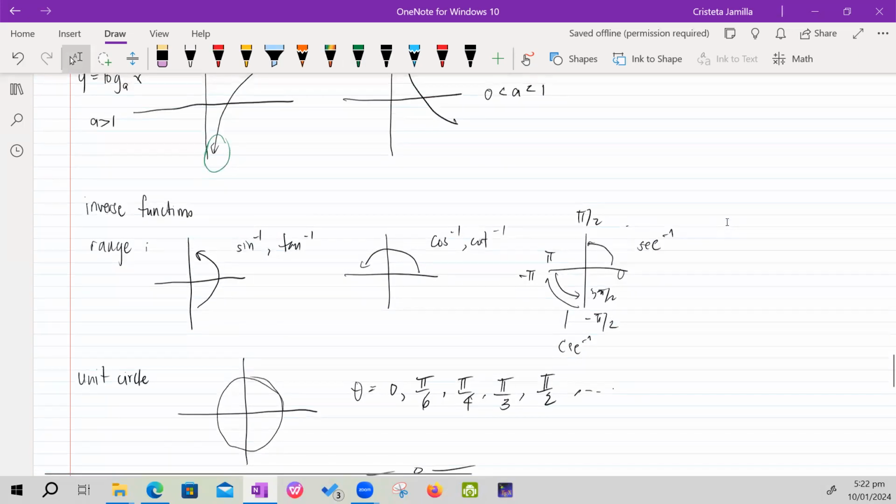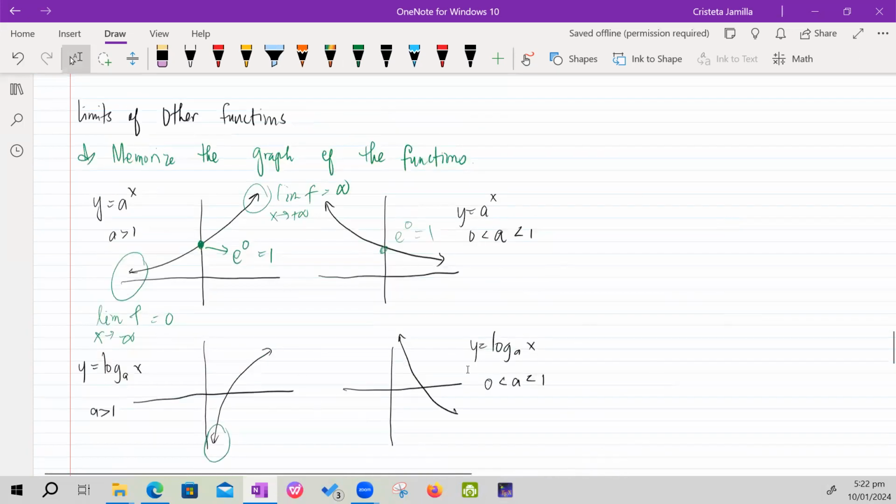I also want you to remember the graphs of the other functions, specifically the inverse functions. Most probably, the graphs of the inverse hyperbolic functions will not be given, the same thing that we did for the Unit 1 long exam, wherein some graphs are given. So that can be a possibility. But as much as possible, remember the graphs of the other functions.